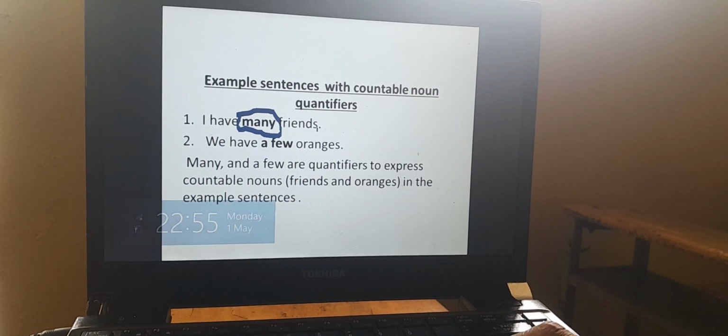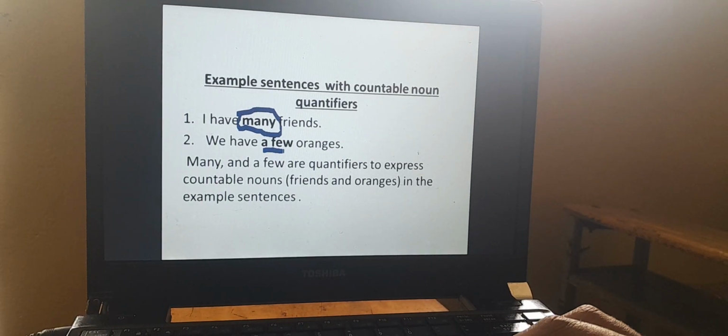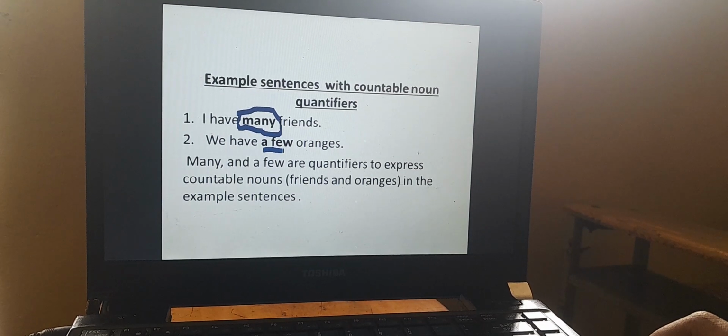And here, example 2: we have a few oranges. Which means the number of oranges is more than two, or more than that. It has some number of oranges, or we have some number of oranges. It is to mean that.